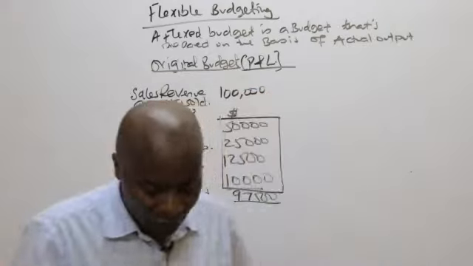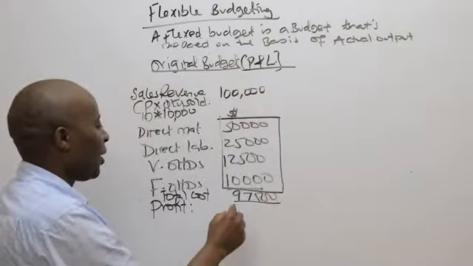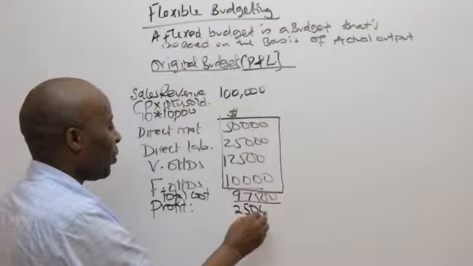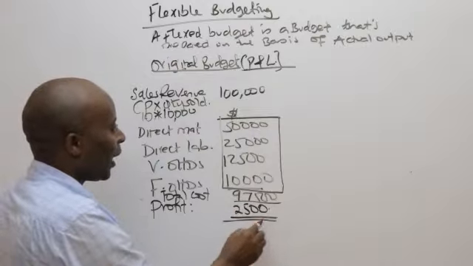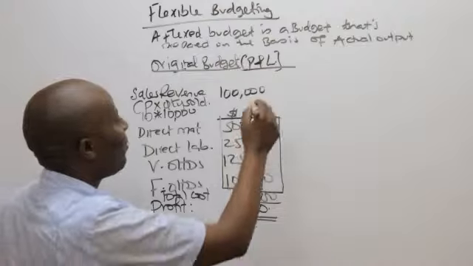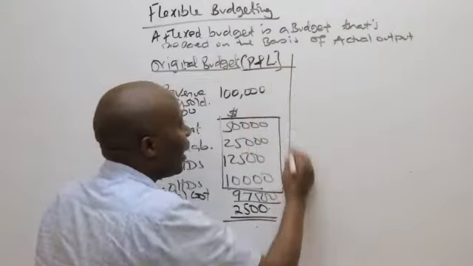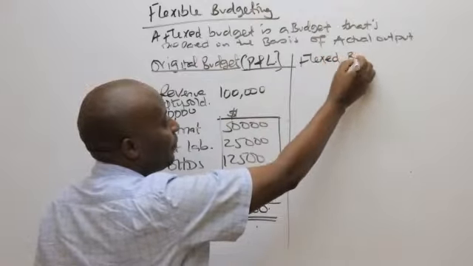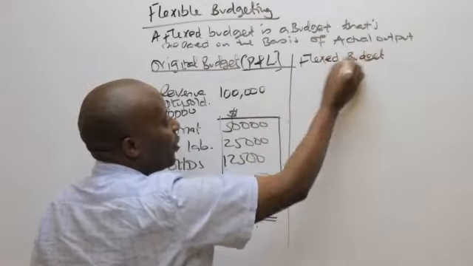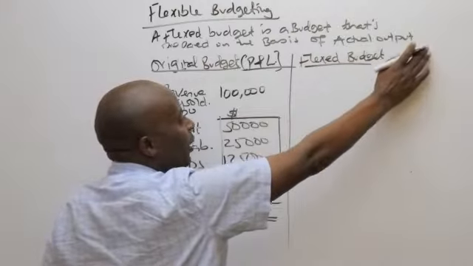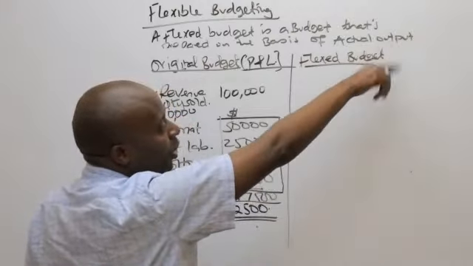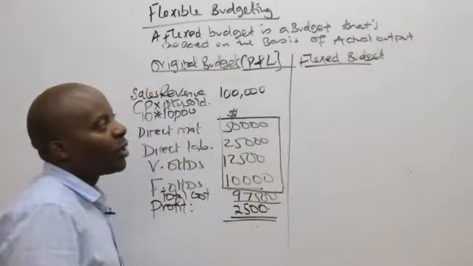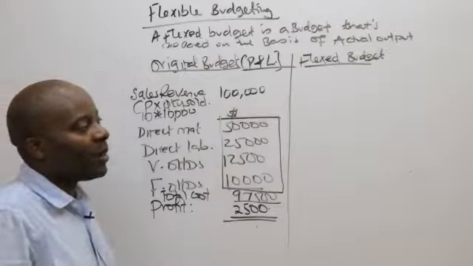Profit itakuja 2,000 what here? 500. So the profit is 2,500 like that. And then I'll come and create by the side here a flexed budget. Please conserve your space because later on we shall be having a table, a column there for actual. So come and give us the flexed budget.